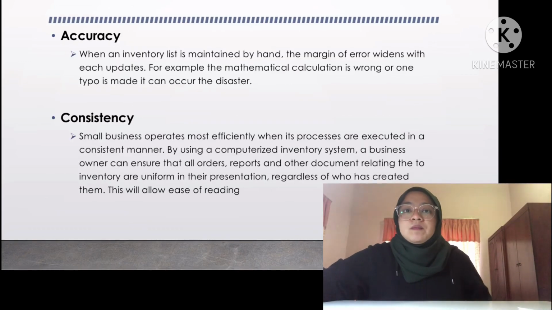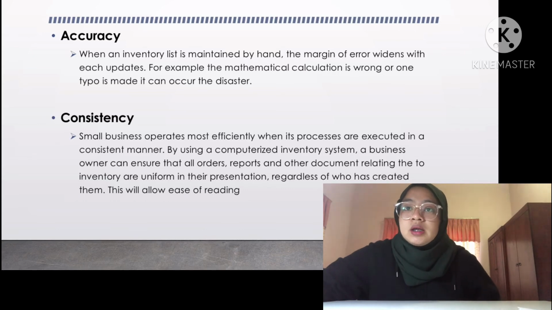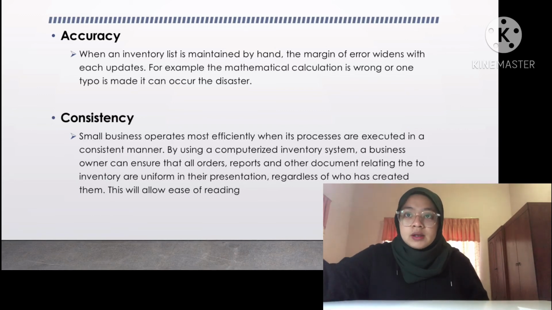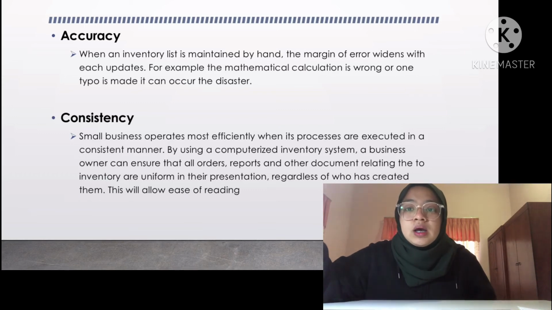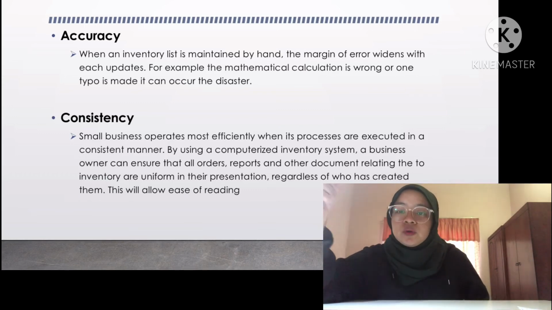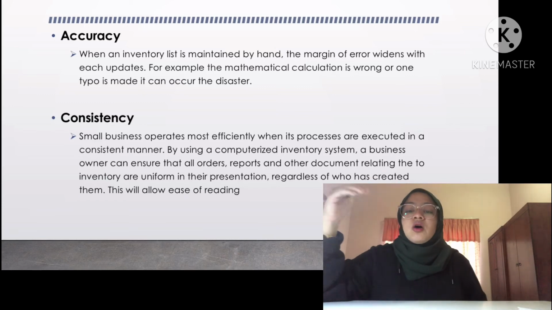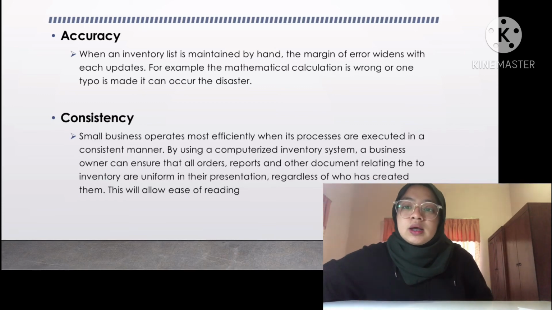Next, accuracy. As you all know, when an inventory list is maintained by hand, the margin of error will widen with each update. For example, the mathematical calculation is wrong, or one typo is made as we write the inventory list, and it can cause a disaster for the information that is being written.